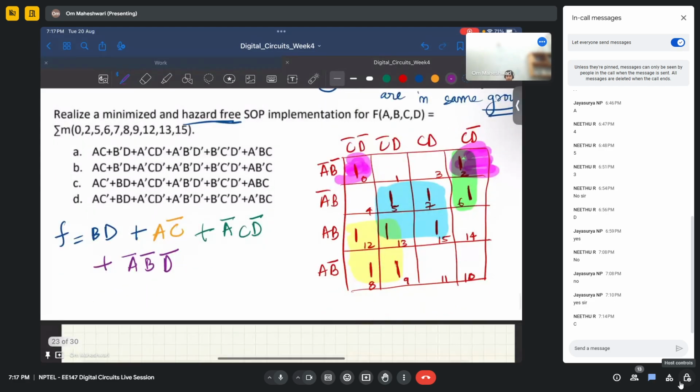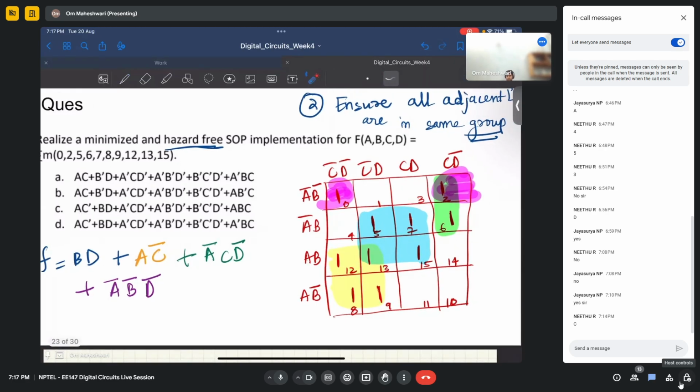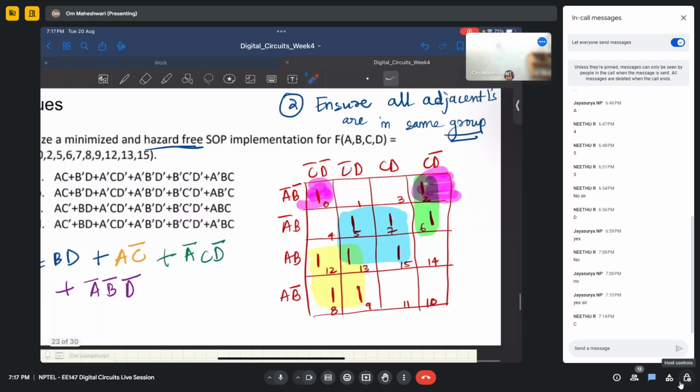Okay, now let us see the hazard conditions. Now we have all the ones in a group. Now let us see if all the adjacent ones are in the same group or not. So we see one hazard condition is here. These two adjacent ones are not in the same group, right? So we need to make sure these are in the same group. So we will make another group here.